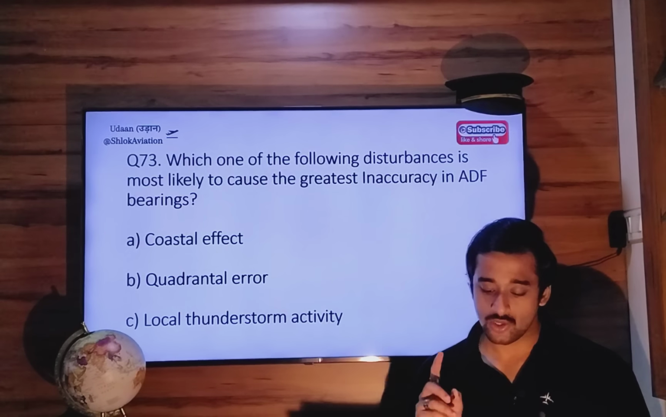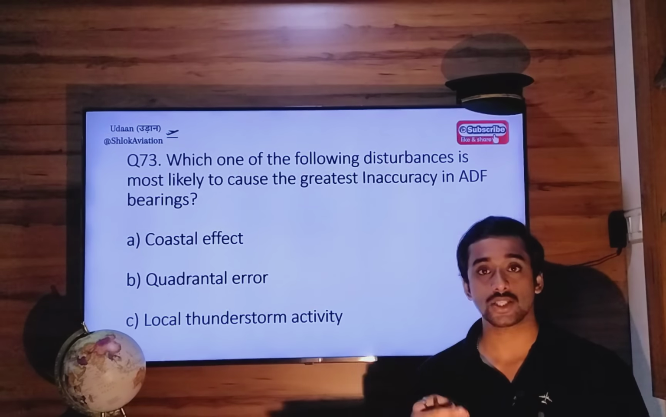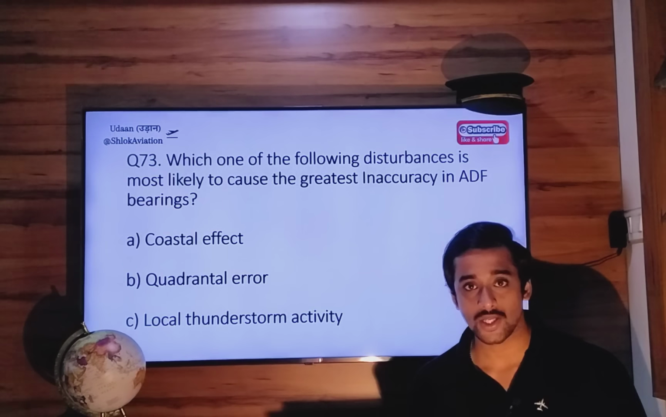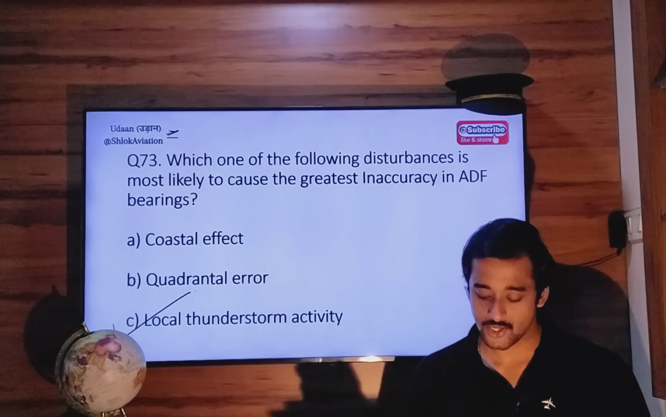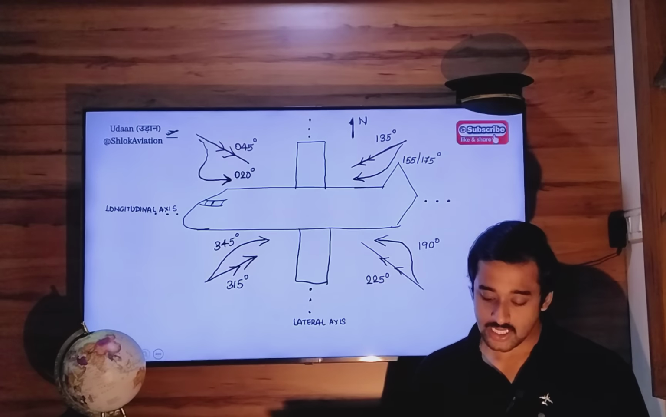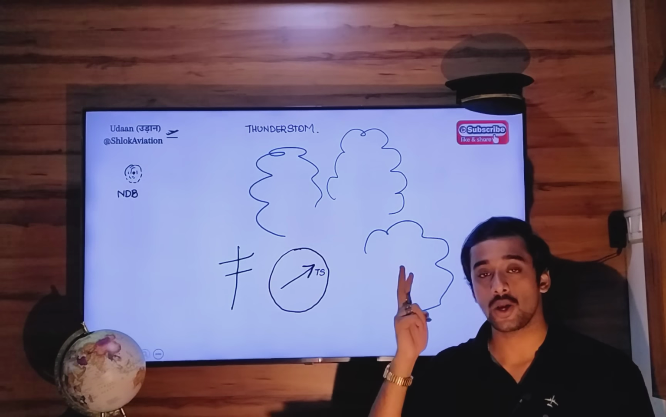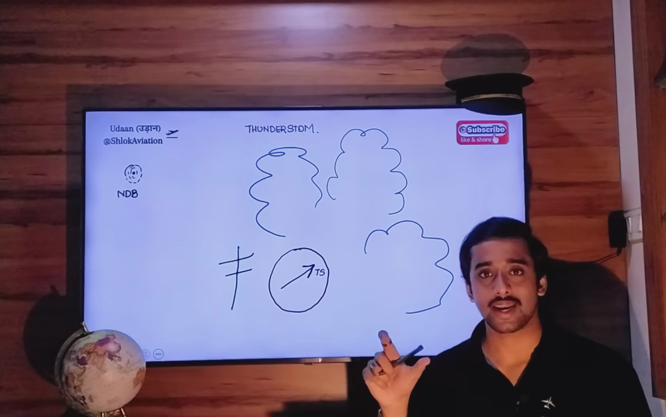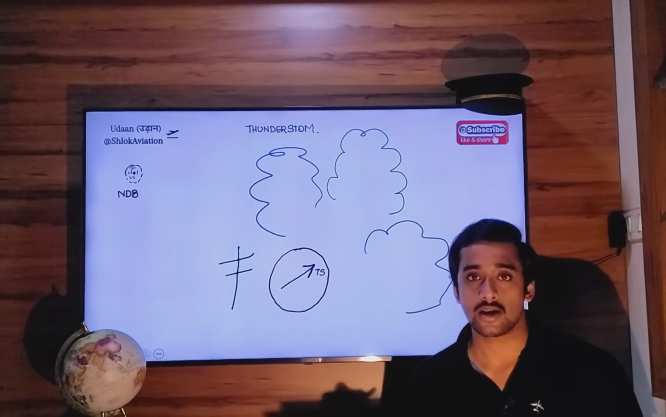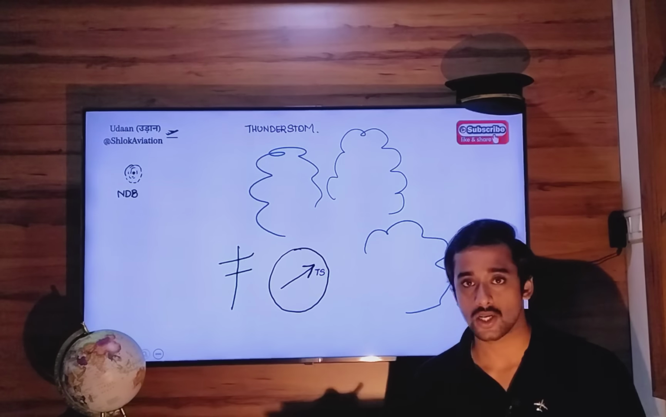So the correct answer is, which one of the following disturbances is most likely to cause the greatest inaccuracy? The greatest inaccuracy is caused by local thunderstorm activity. Remember. First, a visual indication, the needle pointing towards the thunderstorm cloud, and the second is audio. You will hear a loud cracking sound in your speakers, microphones, or headsets because of this thunderstorm.